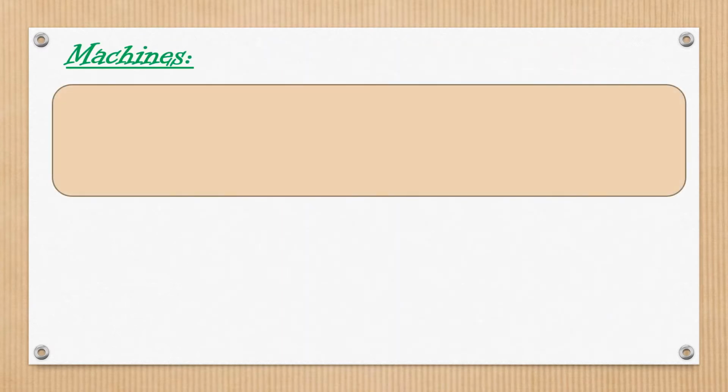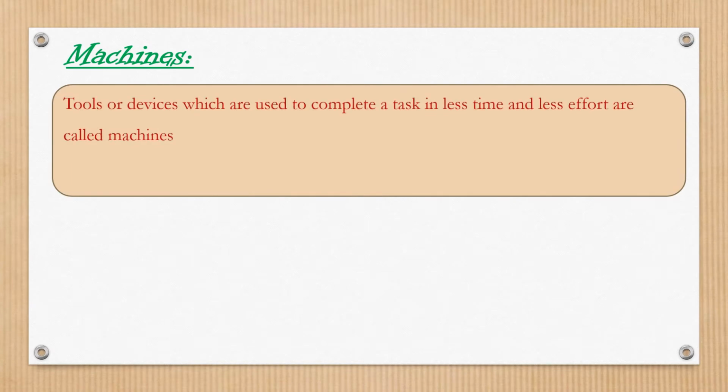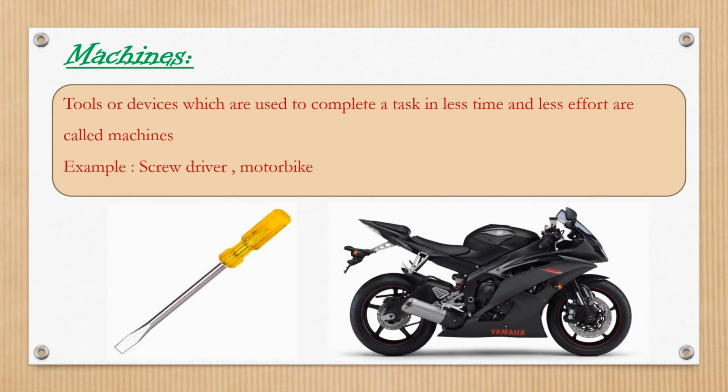Now students, what are machines? Tools or devices which are used to complete a task in less time and with less effort are called machines. For example, a screwdriver and a motorbike.